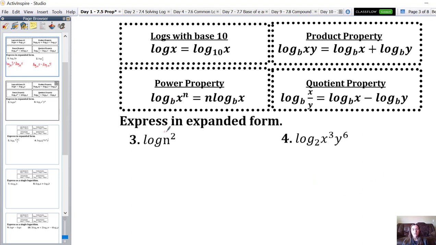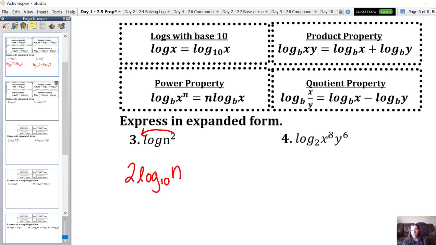Now we have log of n squared. This is one of those power property logs where we can take this 2 and just move it to the very front of our log. Again, this one doesn't have a base, so I'm going to write that base 10. So this becomes 2 times log base 10 of n.